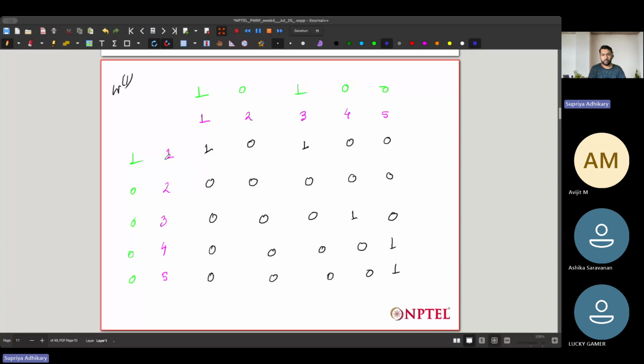1 1, this is already 1. And for the first row, there should not be any update, because this is 1 0 1 0 1, so no update is there. And since all of the rest are 0, the rest of the rows should not be updated. So this is W1 itself. In W1 there is no update. Okay, now let's go to W2.